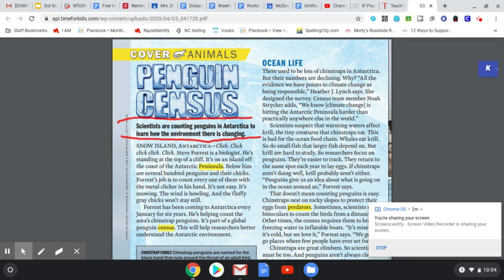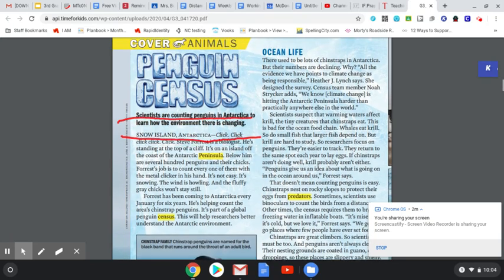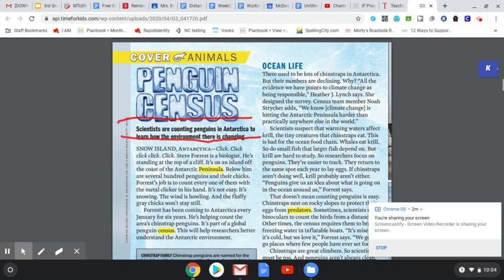Snow Island, Antarctica. Click, click, click, click, click. Steve Forrest is a biologist. He's standing at the top of a cliff. It's on an island off the coast of the Antarctic Peninsula. Below him are several hundred penguins and their chicks.